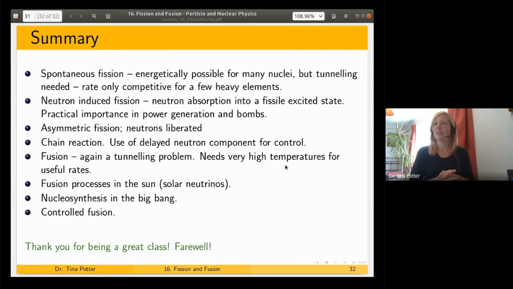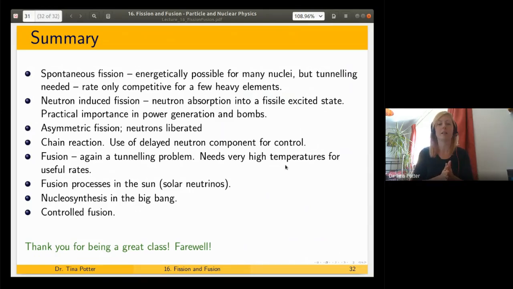Okay, so this is the summary slide for chapter 16, and the last summary slide for the course. So we started off by looking at fission, in particular spontaneous fission. That's possible for lots of nuclei, but usually it's very rare because there's a fission activation barrier, because the Coulomb surface term increases there. And what they usually do is undergo alpha decay or beta decay first.